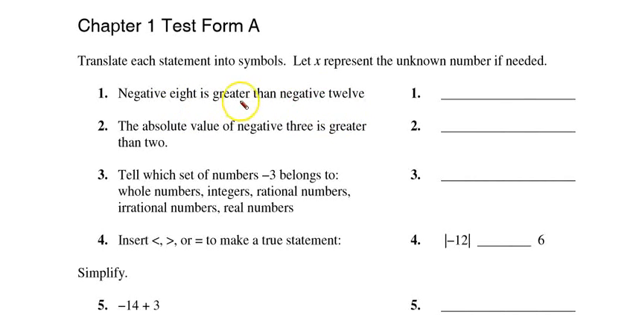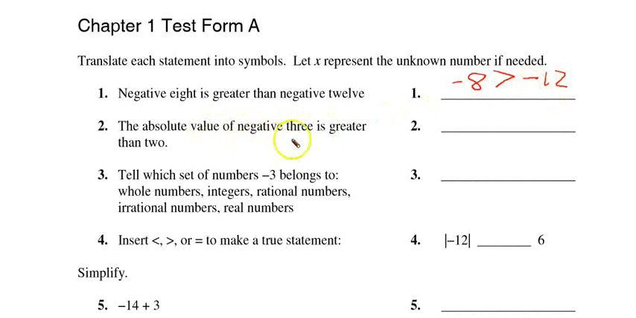-8 is greater than -12, and we're going to let x be used if we need to use an x. So -8 is greater than. Now, when you write the sign, the wide open end is toward the greater, -12. The point is toward the lesser.